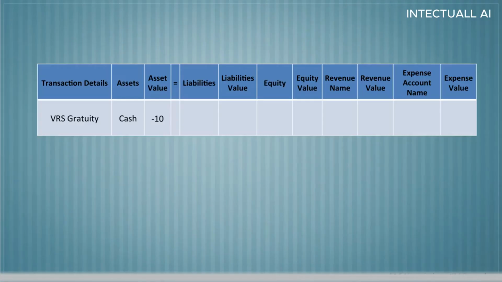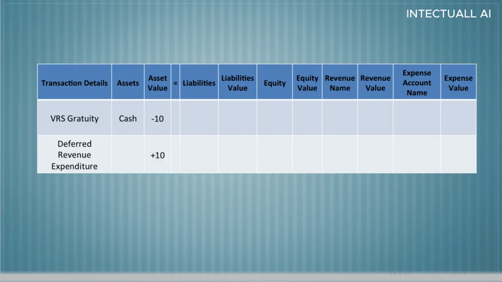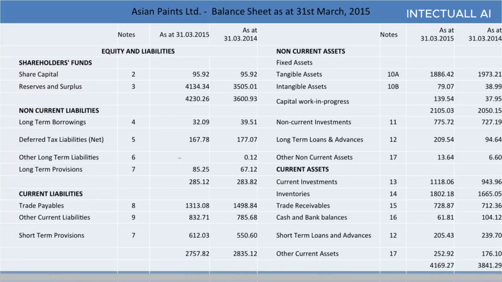If we decide to defer the expenditure to the future, our entry is cash minus 10 lakhs per employee, deferred revenue expenditure on the asset side plus 10 lakh per employee. Like any other asset, a part of this asset value should be transferred or charged to the profit and loss account every year. Let us summarize our discussion on balance sheet.